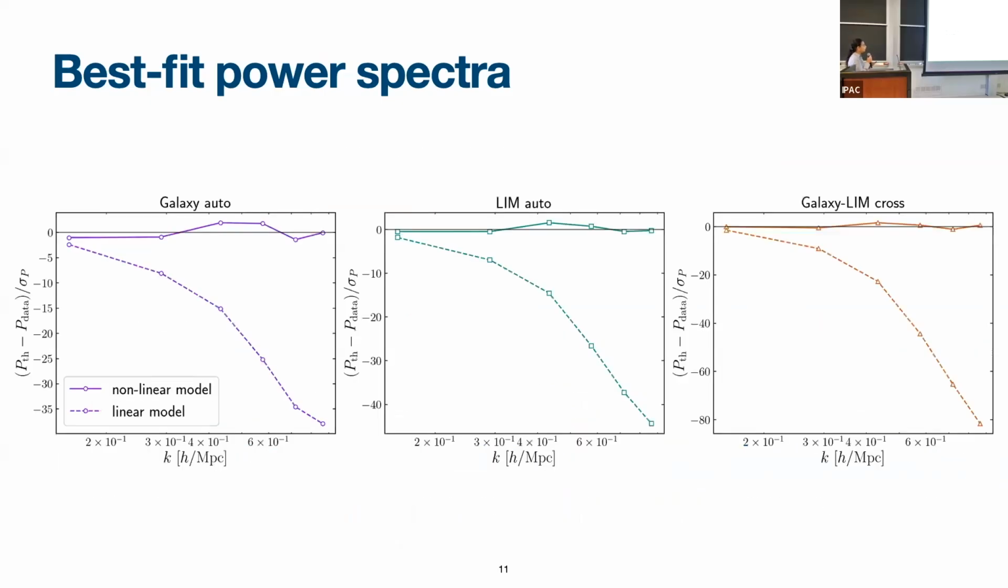And here we see the residuals. For the nonlinear model, it's within about 5 sigma, whereas for the linear model, it starts to deviate even at k of 0.2 h over megaparsec. So hence, it's essential to adopt these higher order biases as well.